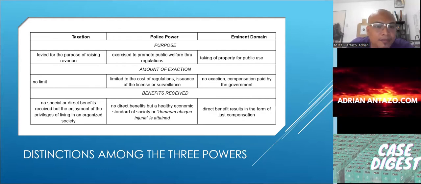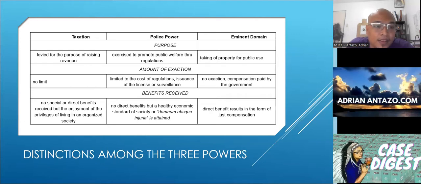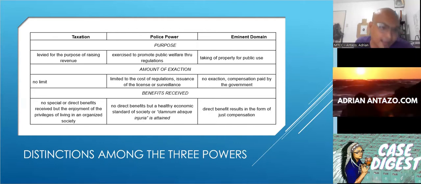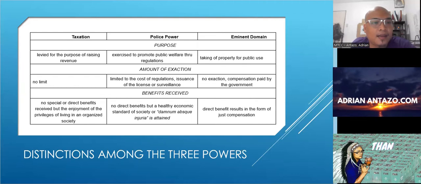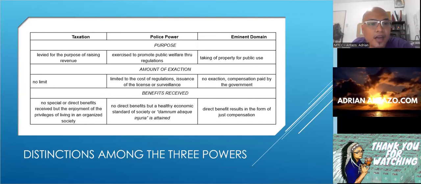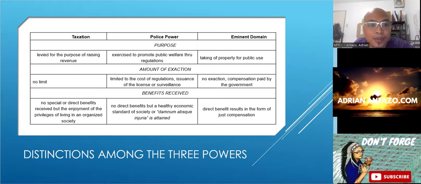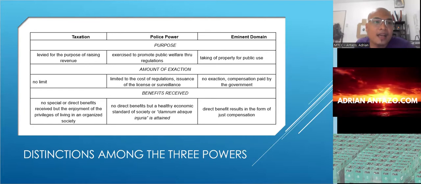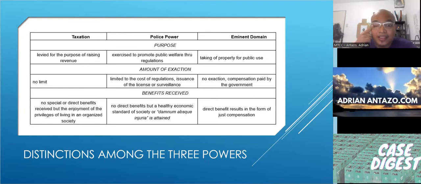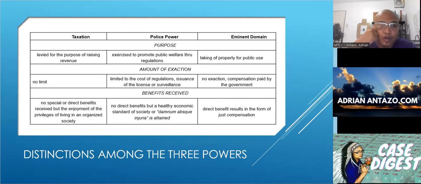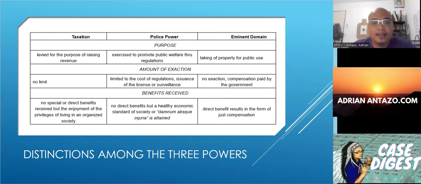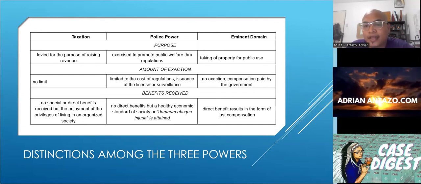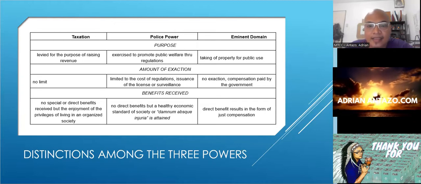While for the amount of exaction, in taxation, there is no limit as we mentioned earlier. Walang limit ang taxation. Actually, our tax laws are the mechanism for the government so that the government will be limited in collecting taxes. Right? Kakampi natin ang tax code because the tax code limits the power of the state to collect their taxes.